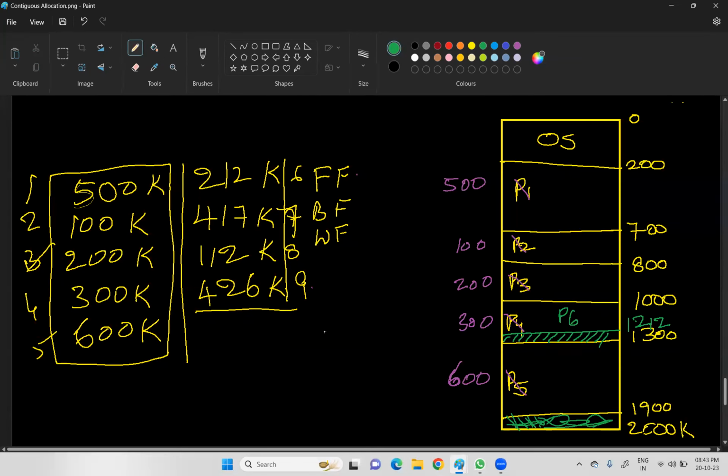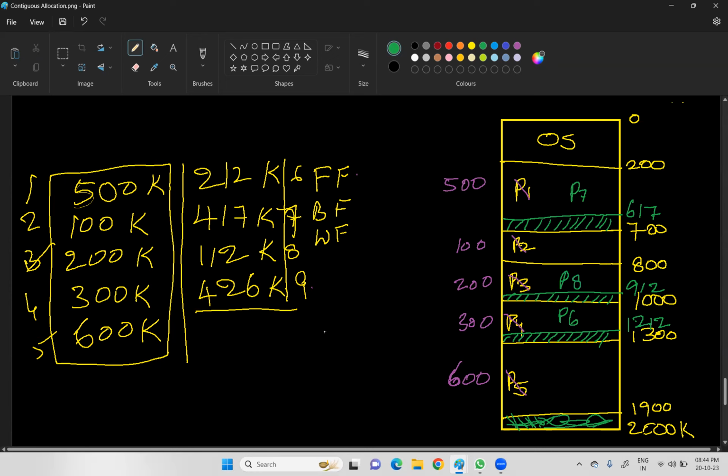Then the nearest to 417 will be taken. The 500 will be taken as the nearest one. That is why it will be taken, which is 617, and allocated to P7. Internal fragmentation will be this one here. Then 112, which is allocated nearby, is the P3 hole. So this could be taken. 800 plus 112 is 912 will be the new one. And this is the internal fragmentation for process P8.